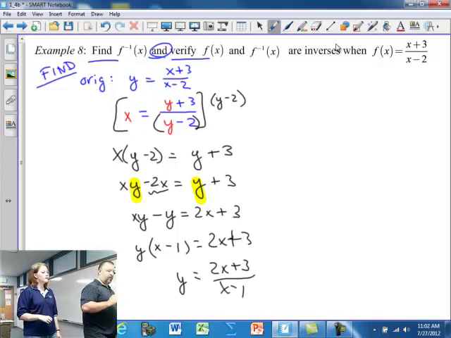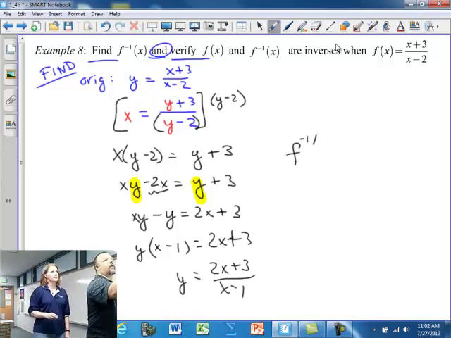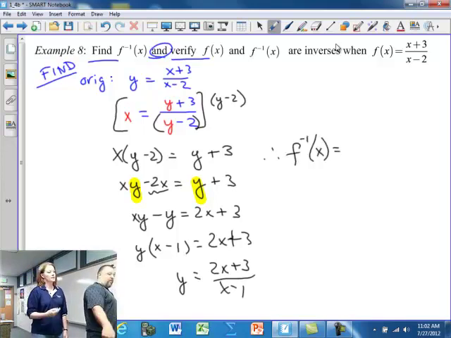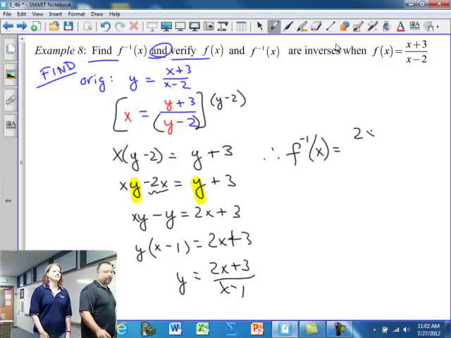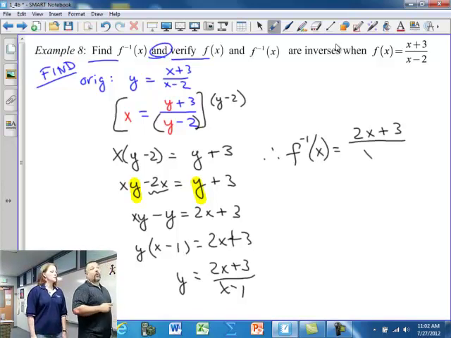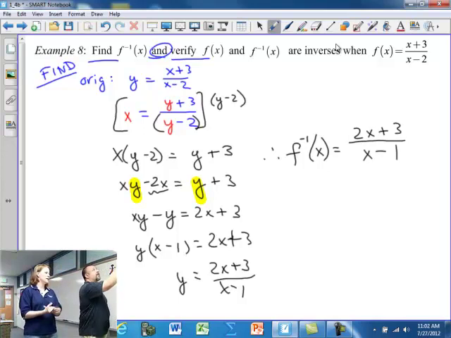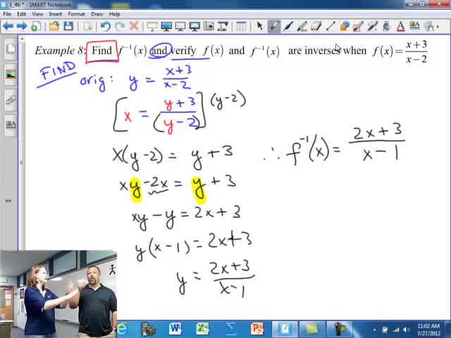Let's go back and rewrite that with our function notation. So f inverse of x will equal (2x plus 3) over (x minus 1). And there you go. The trick to that problem is definitely that you're going to have to do a GCF.